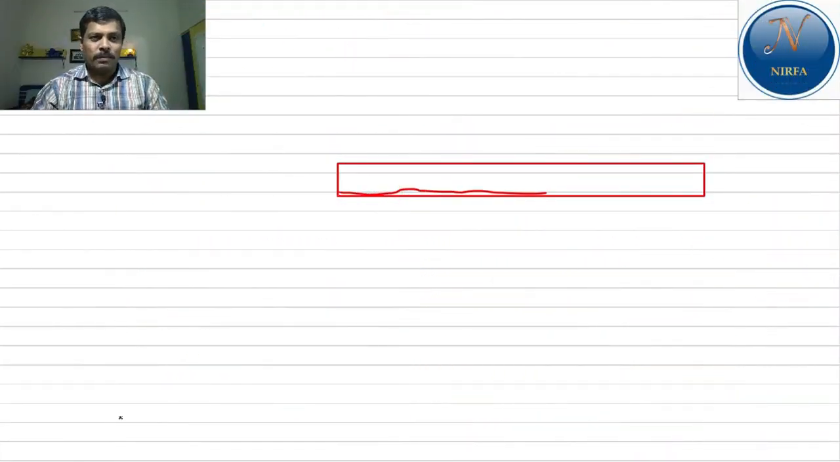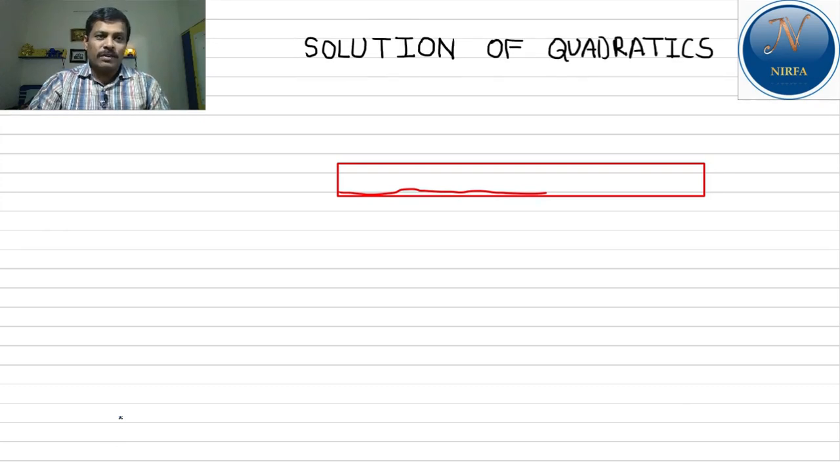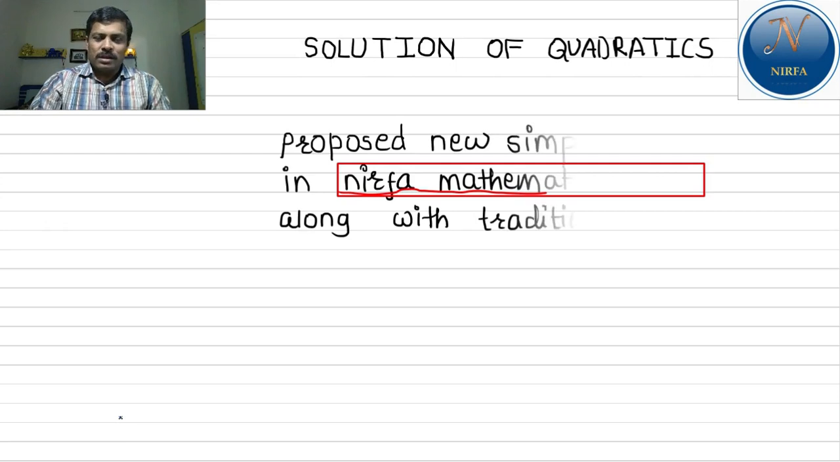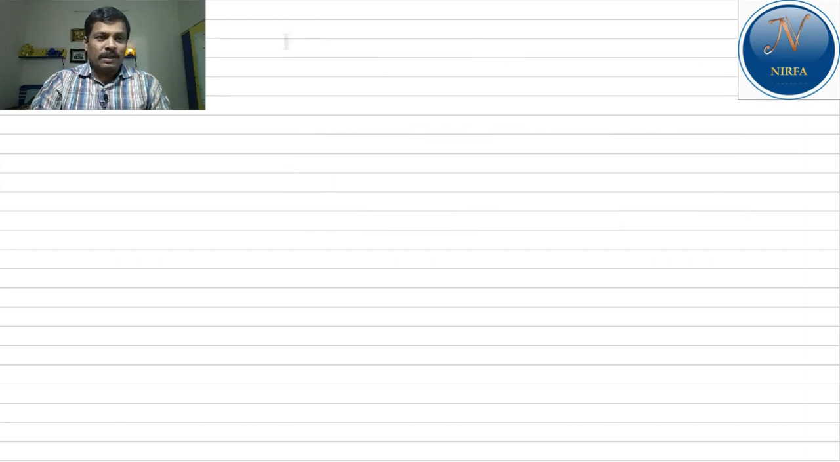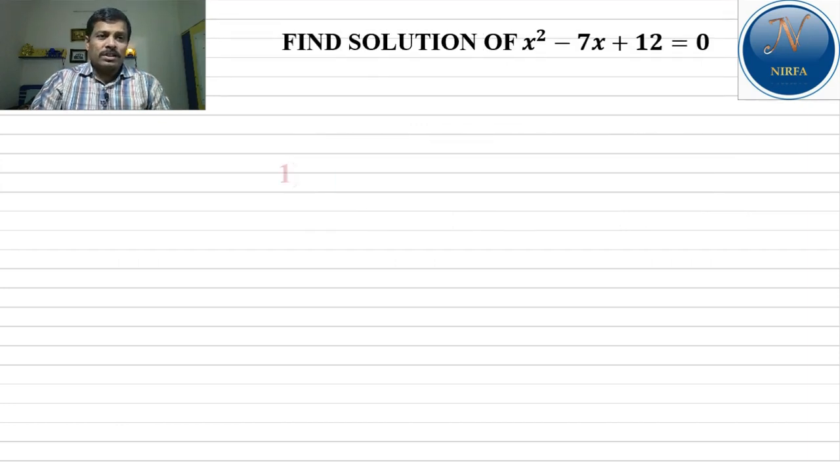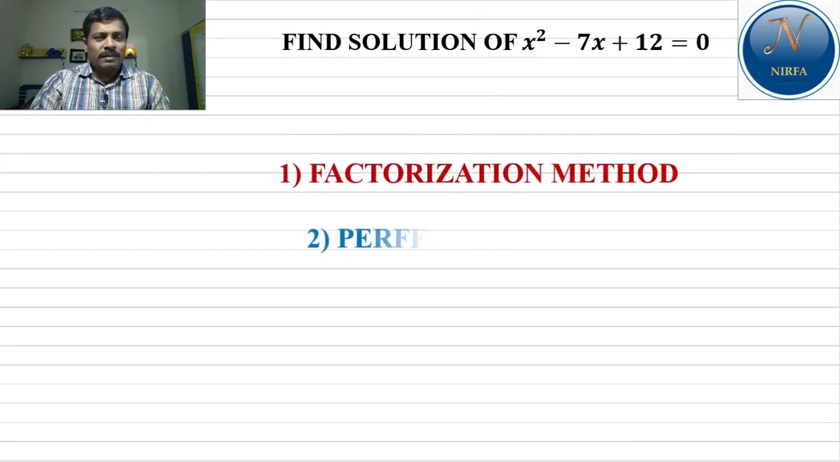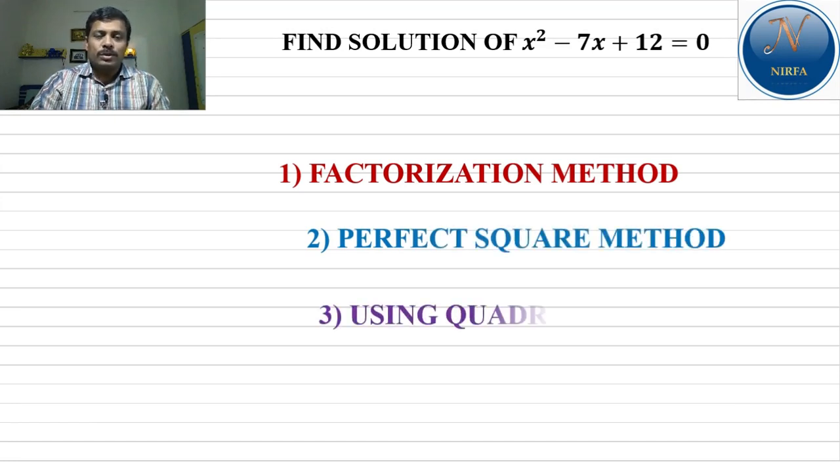Hello and welcome. Today we will discuss some innovative methods to solve quadratic equations, and these methods I have proposed in my upcoming book NIRFA Mathematics along with the traditional methods. You know all the traditional methods. The first method is the factorization method, the second method is the perfect squaring method, and the third one is using the quadratic formula. Using these three methods, traditionally we can solve the quadratic equation.